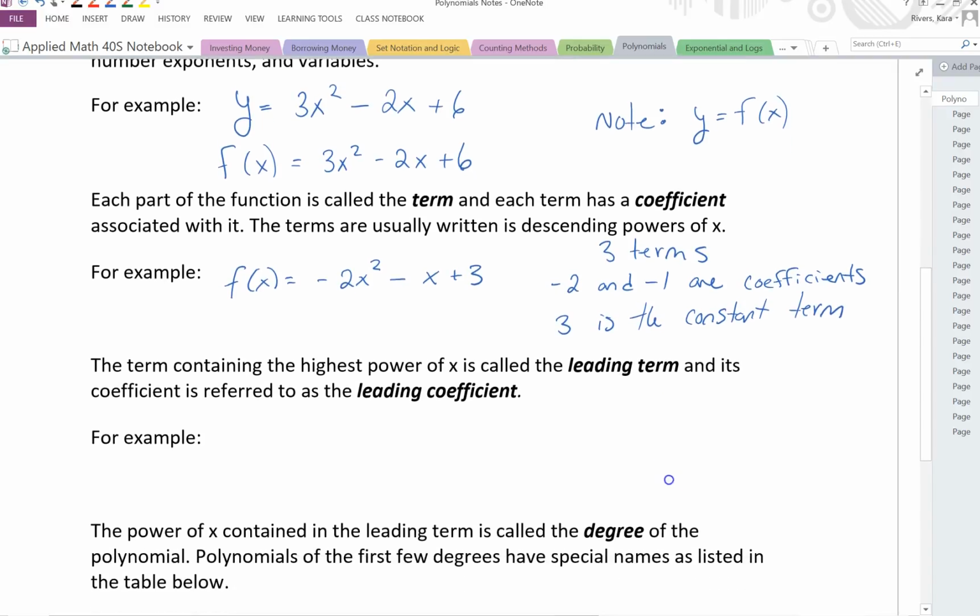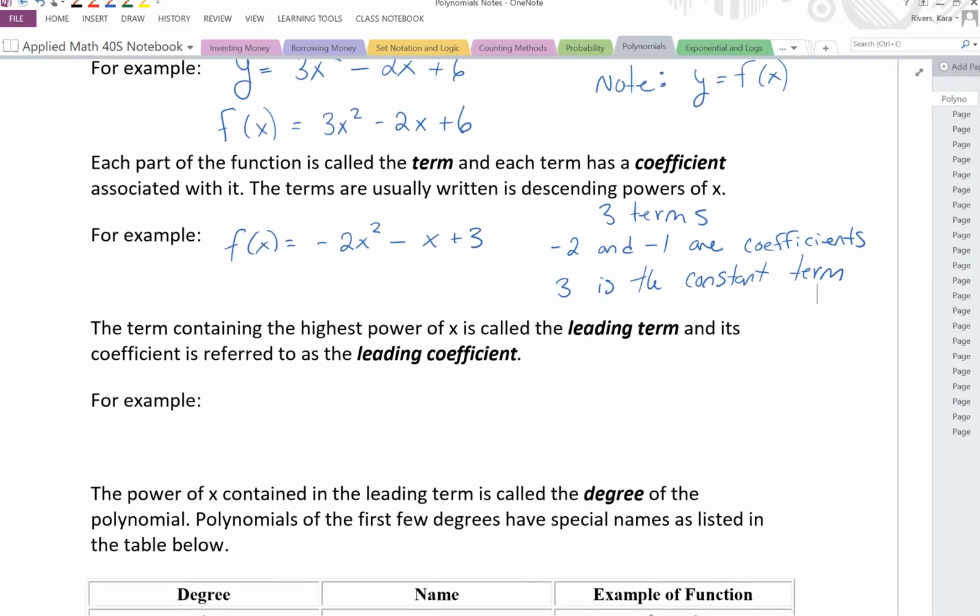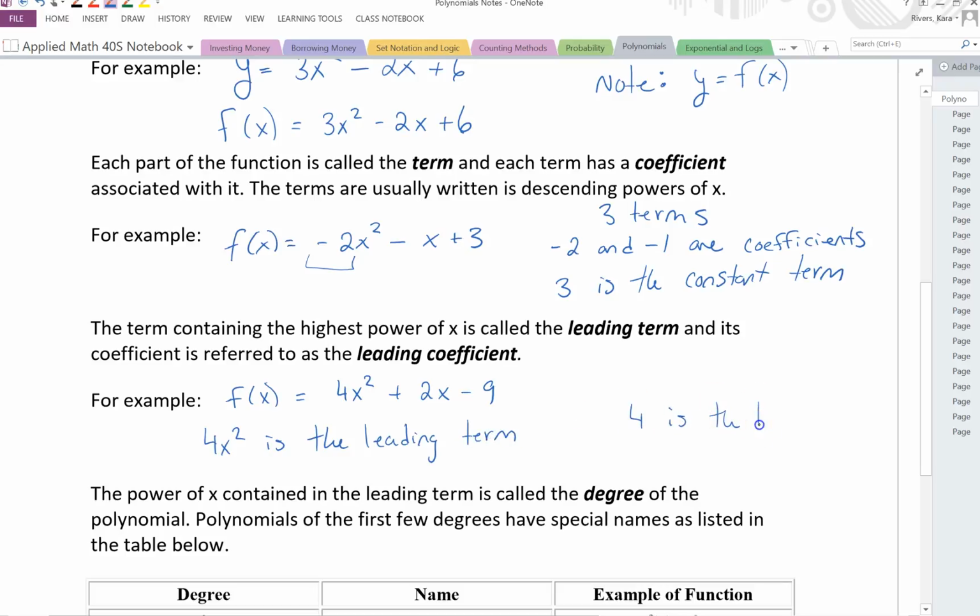Alright, so let's take a look at what other information we can get from our polynomial function. It says here the term containing the highest power of x is called the leading term, and its coefficient is referred to as the leading coefficient. So if I have a function f of x is equal to 4x squared plus 2x subtract 9, the leading coefficient is the 4, and the leading term is 4x squared. Okay? And sometimes we need to know what the leading term is or what the leading coefficient is, and we'll take a look at that further.